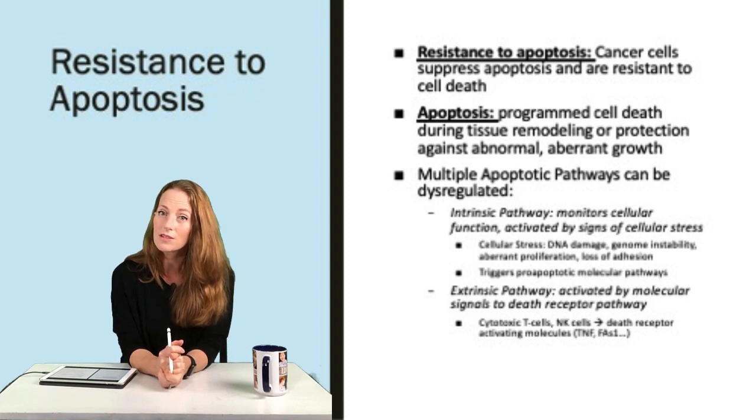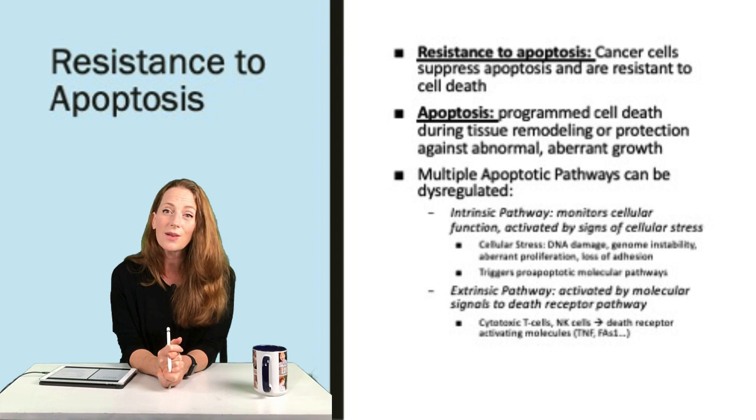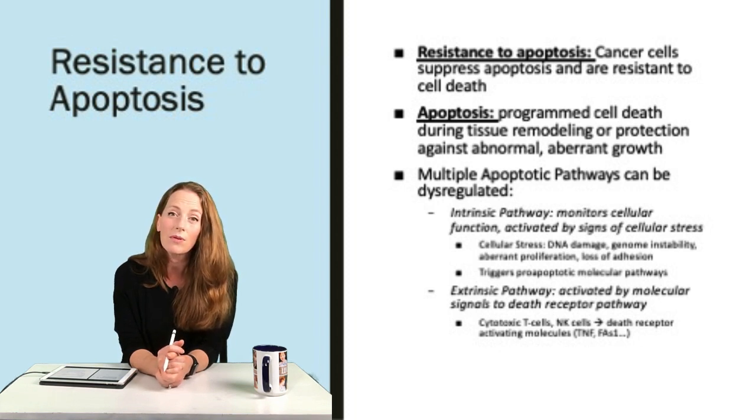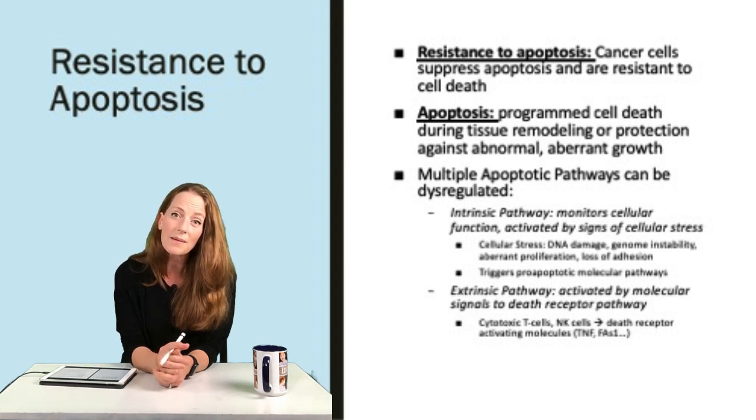they're not being destroyed. So the genetic and epigenetic changes that we talked about previously may lead to alterations in the apoptotic pathways. In other words, the normal programmed cell death is being prevented, and these cells can continue to live despite the fact that they are abnormal and growing abnormally.